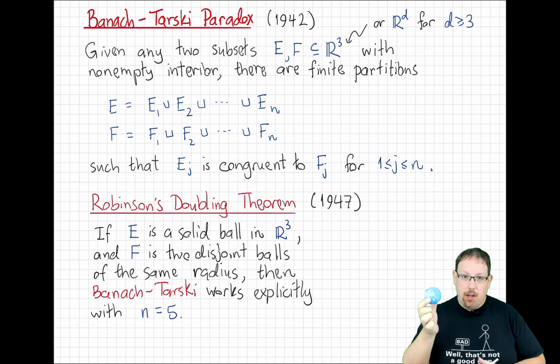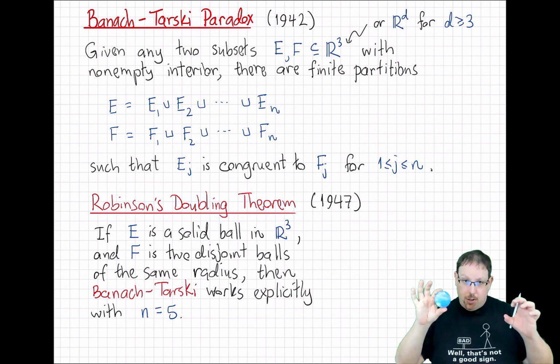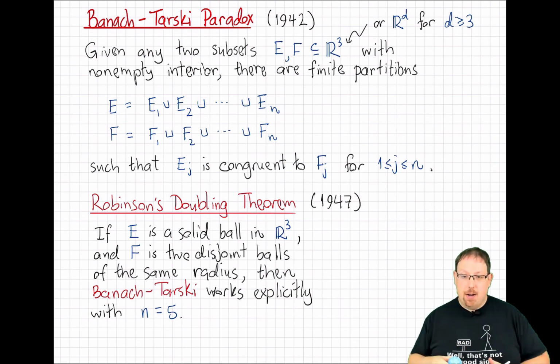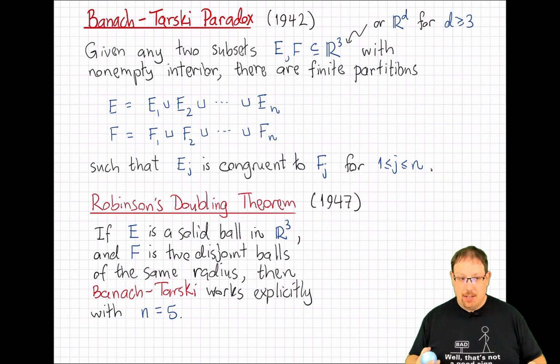Stated in terms of the ball, it's actually a more precise theorem proved 5 years later by Robinson, that if the two sets are a solid ball and two solid balls of that radius disjoint from each other, then the Banach Tarski paradox can be accomplished with n equal 5. He exhibited an explicit decomposition of a ball into 5 pieces to be reassembled with rigid motions into two balls of that same radius. So that is the Banach Tarski paradox, and it is inescapable in our mathematical universe.